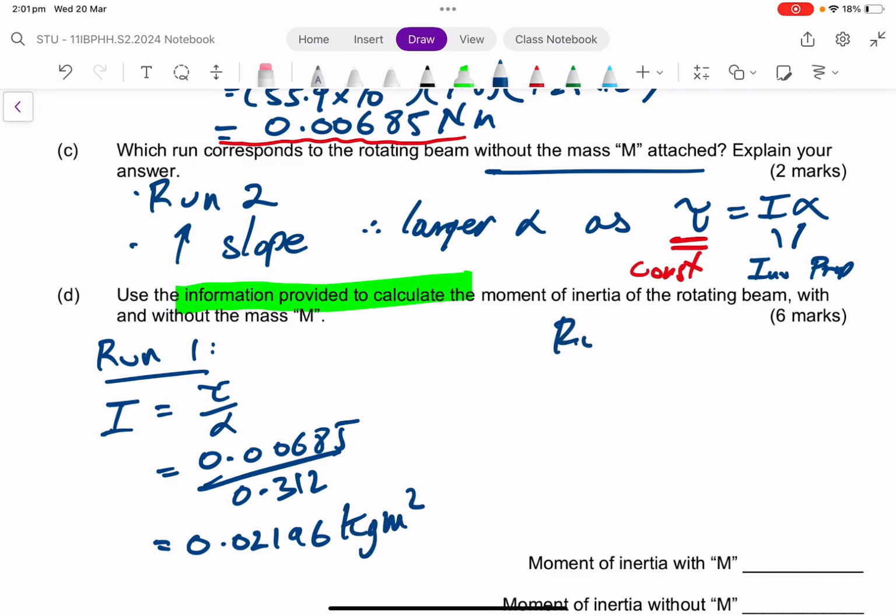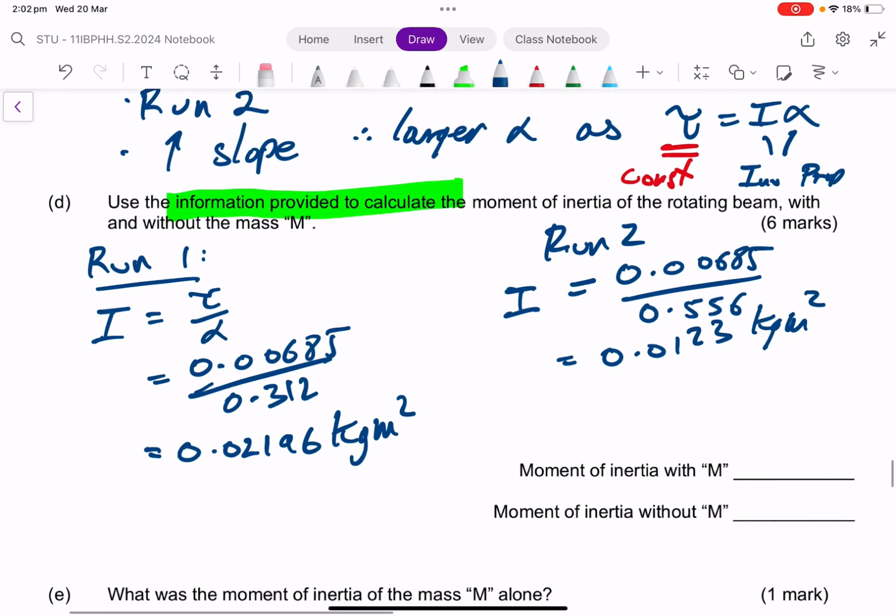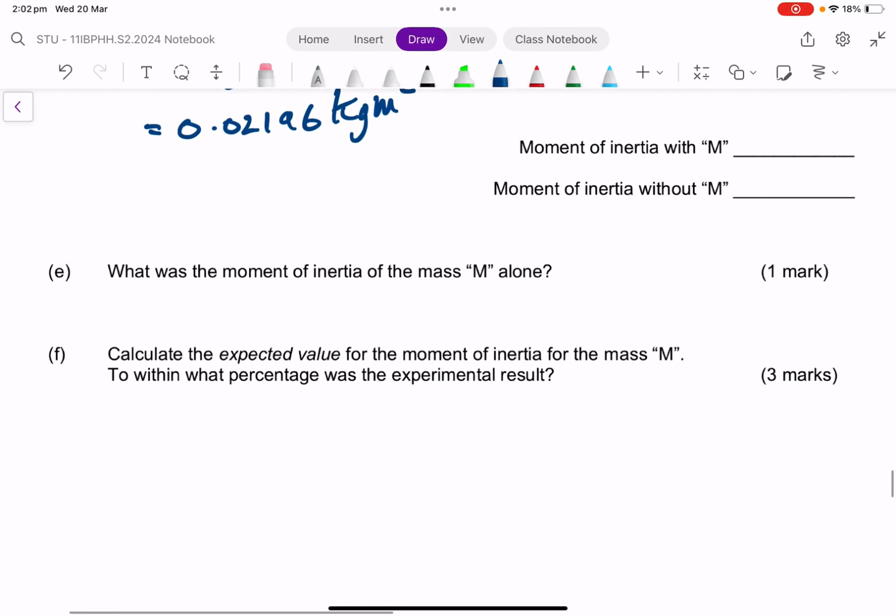For run 2, what do we find? It's the same torque, don't forget, 0.00685, and we're dividing by the alpha. In that case, we're 0.556, and we get 0.0123 kgm squared. On this one, I made units 1 mark, so if you got perfectly right without the right units, I only gave you 5. So hopefully when you see this again, you'll just smash that question out of the park. A lot of you lost all those marks.